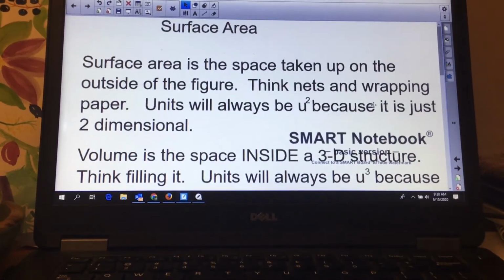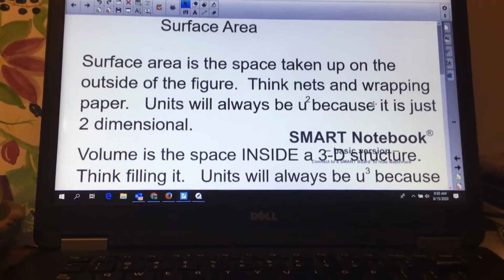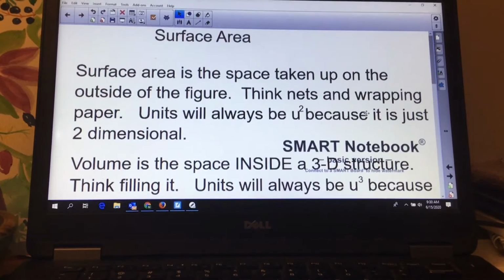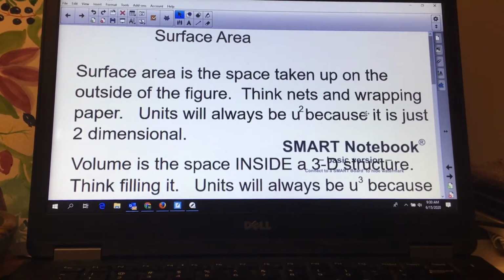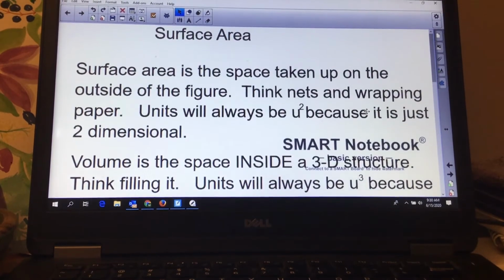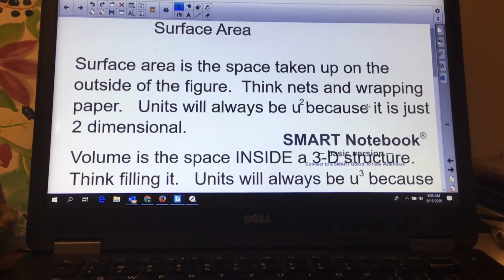So let's review surface area. Probably the most difficult concept we did this year, so it's a good thing to just refresh it. Surface area is the space taken up on the outside of a figure. So think of nets when you unfold them, and think about wrapping paper with no overlap.